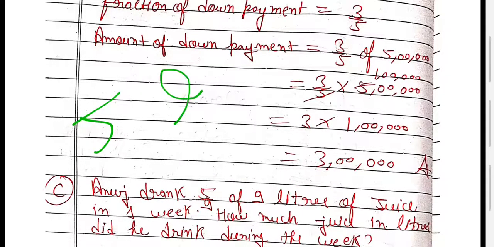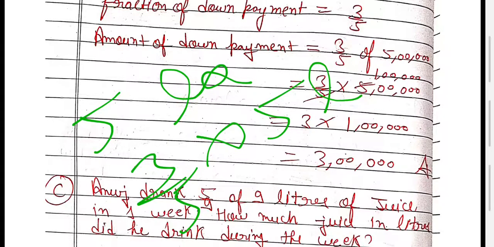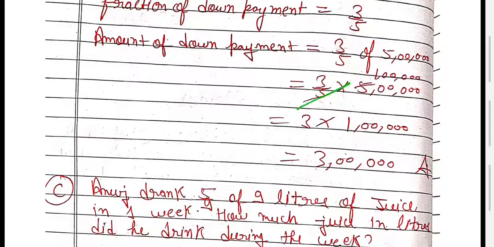In total you have 5 lakh, and what is the fraction? The fraction is 3 upon 5. So you have to find the fraction of the total. Then simply cut: 5 ones are 5, 5 ones are 5, which is 3 into 1 lakh, that is 3 lakh. That is your down payment.